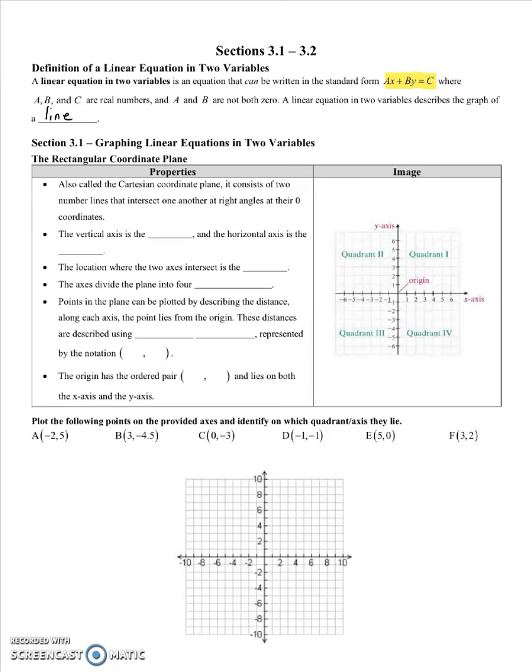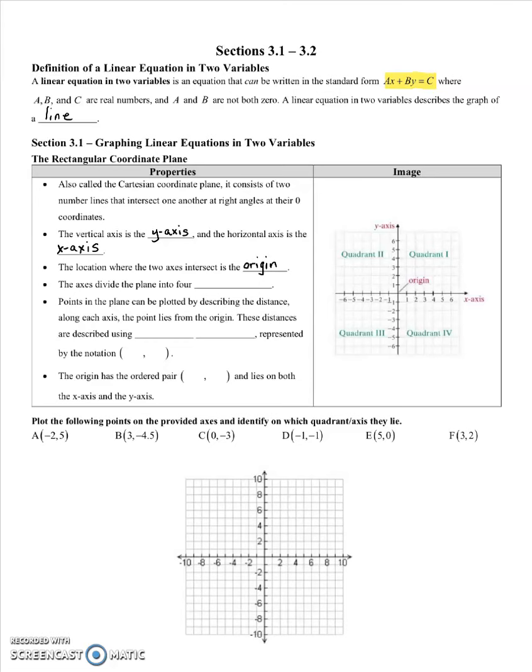The vertical axis is the y-axis, so we put the values of the y variable on that axis. The horizontal axis is the x-axis, and we put the values of the x variable on that axis. The location where the two axes intersect is what we call the origin. And that's labeled over here on the graph. It's right smack where they intersect.